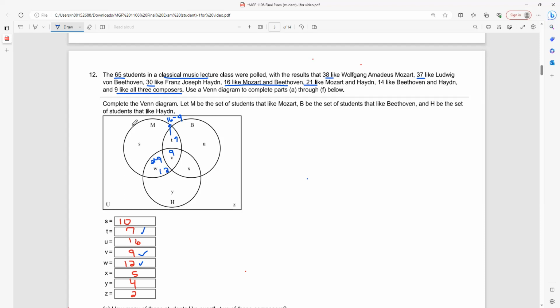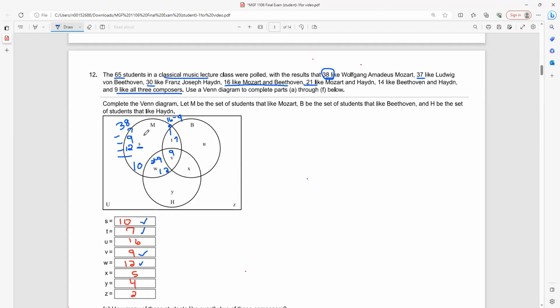All right. Now I've completed most of my Mozart circle. I just need to figure out what the S value is. Since we know, given to us at the beginning, that 38 students like Mozart, we know that that whole circle should add up to 38. So we're going to take our 38 and subtract 7 for T, subtract 7, and then subtract from that number the 9 that was shared, and then subtract the 12. That'll give us our value for S, which will be 10.